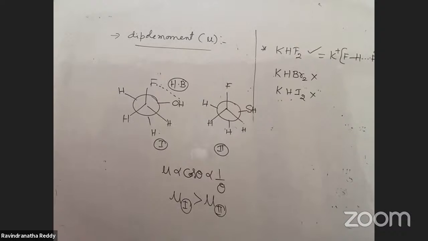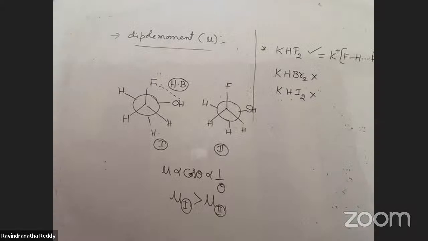Any doubt here? Dipole moment comparison based on hydrogen bond. Dipole moment is directly proportional to cos theta, inversely proportional to theta. Theta is less, dipole moment is more.